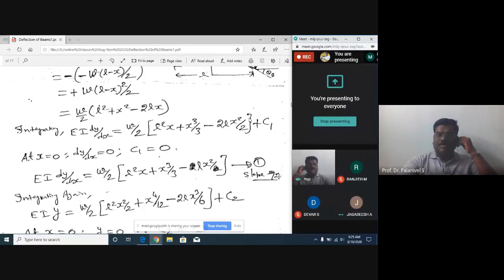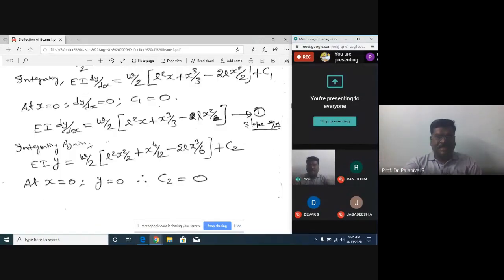I will proceed. So where I stopped here: we have evaluated the integral constant as C1 equal to 0. Therefore, EI dy by dx is equal to this expression, which is called equation 1, the slope equation. Okay, slope equation.